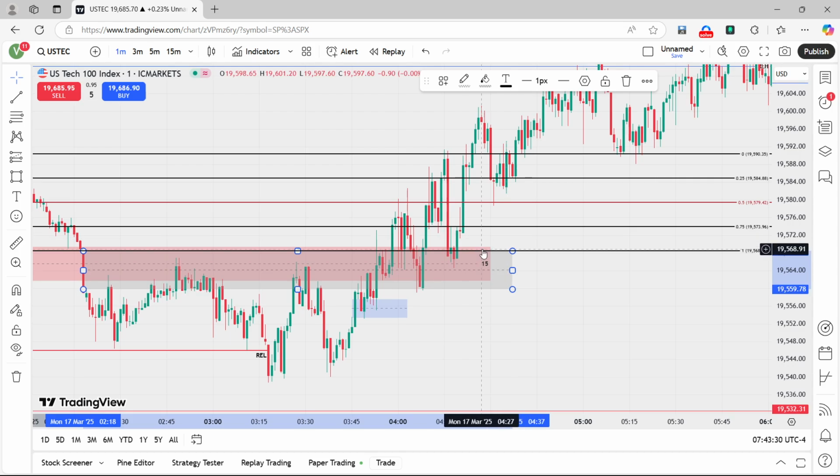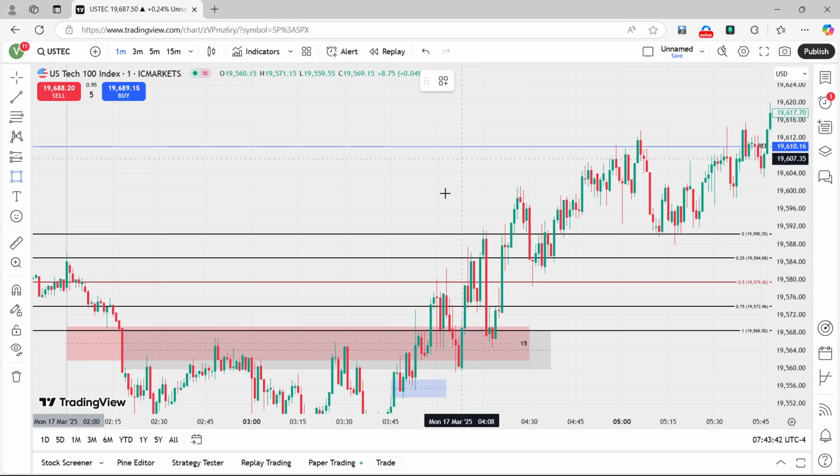Rally up, creating these CB. CB where? In the consequent encroachment. We have a CB in consequent encroachment. We have relative equal highs. The market is trying to jump higher. It broke what? This high of the midnight opening range. What do you think will happen, man?